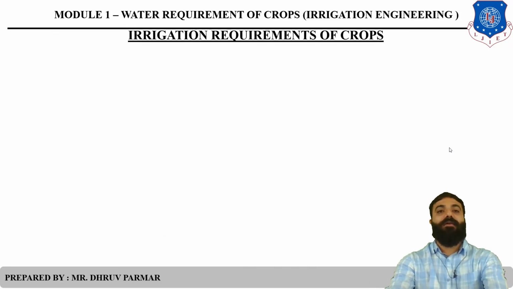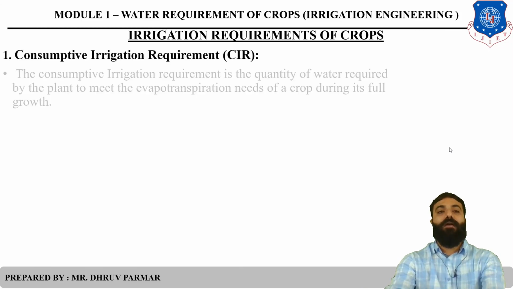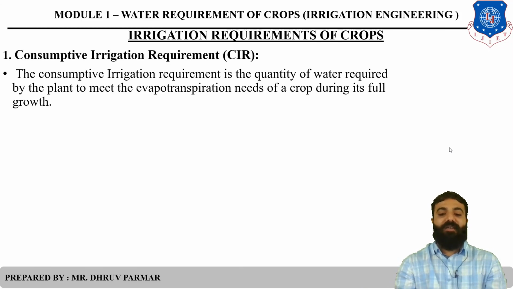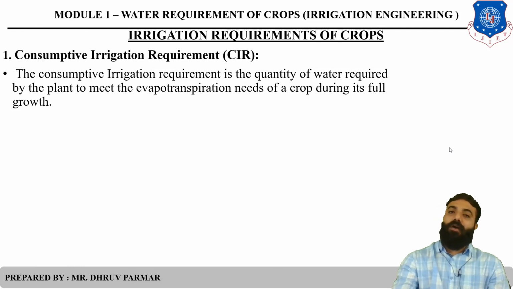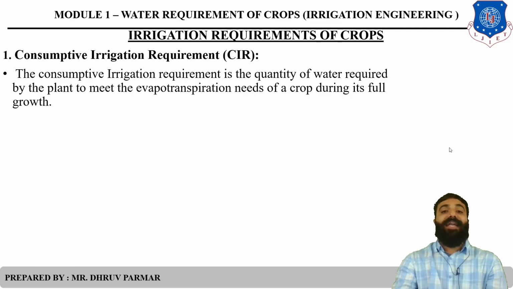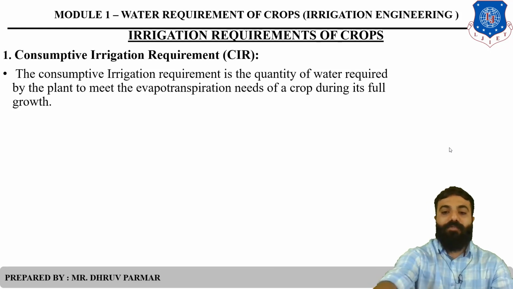The next one, irrigation requirement of crop. There are 4 types of irrigation requirement of crop. Clear? Consumptive irrigation requirement, called CIR; net irrigation requirement, called NIR; field irrigation requirement, called FIR; and gross irrigation requirement of crop, called GIR. So irrigation requirement of crop we will discuss in the next lecture. Clear? Thank you so much for your attention.